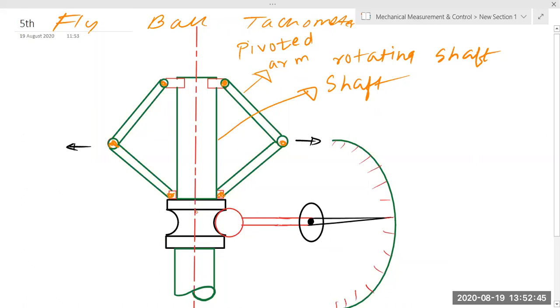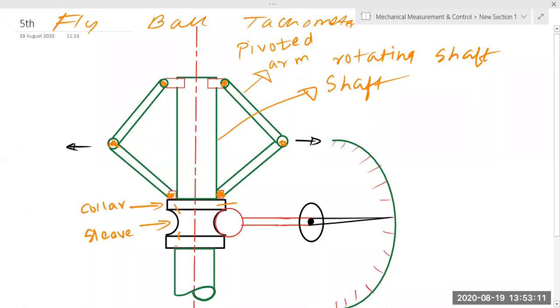Now after this pivoted arm, this is my sleeve, and this is my collar. There are 2 collars. So there is a collar, there is a sleeve. Now if you can see, this pivoted arm is connected to the collar, and this collar is connected to the sleeve, and this sleeve is again connected to the collar.